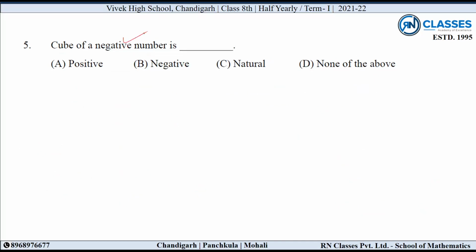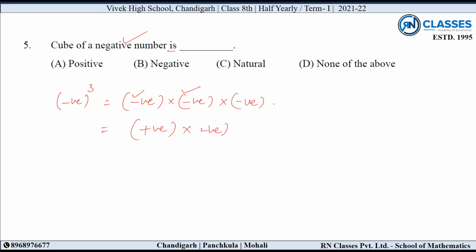Cube of a negative number is, okay, cube of a negative number. This is a negative number. I have to cube it. So negative number into a negative number, right? Into a negative number, because we are doing cube. Negative into negative will become positive. It will become a positive number into a negative number. Again, positive into negative, negative number, right? It becomes a negative number, so the answer is B part.